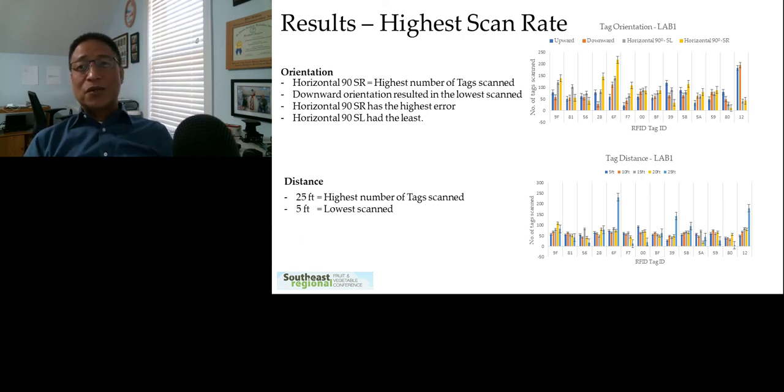The lower plot shows the summary of the number of tags scanned by distance. The distance with the highest number of tags scanned is at 25 feet, while 5 feet has the least number of tags scanned. The longest error bar is at 25 feet, while 10 feet has the shortest error bar.